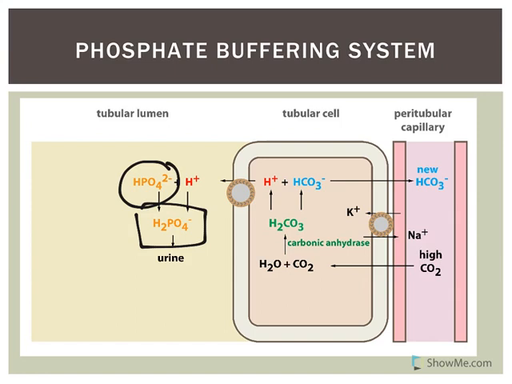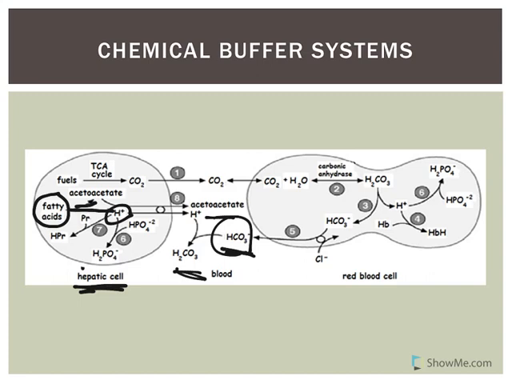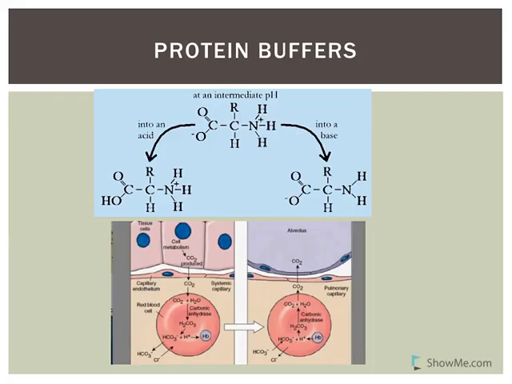Now I go back to this picture where you see PR. The PR stands for protein, and we do have protein buffer systems. An even more important example of a protein buffer system is in red blood cells, where we have hemoglobin. We'll come back to that in a second. So let's first talk about the protein buffers.